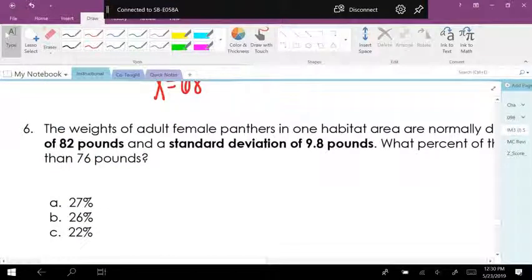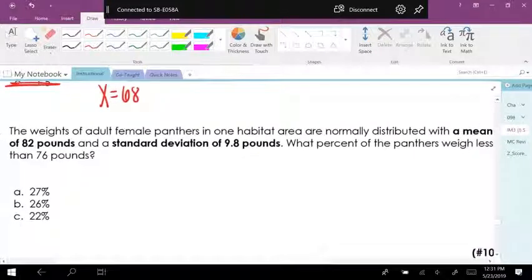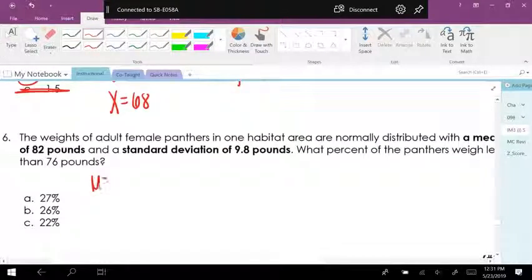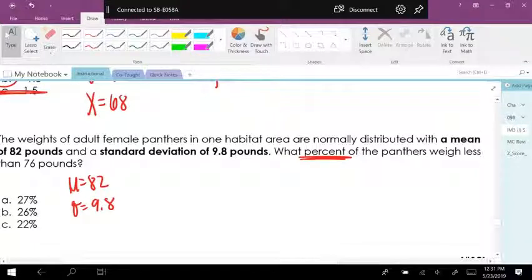The weights of adult female panthers in one habitat area are normally distributed with a mean of 82 and a standard deviation of 9.8. What percent, that's what we're looking for. When you see percent, that means you have to look it up in the chart. Weigh less than 76 pounds. Well, that's our X.